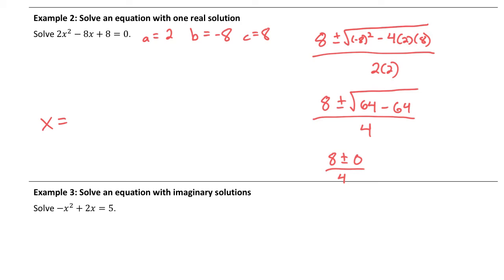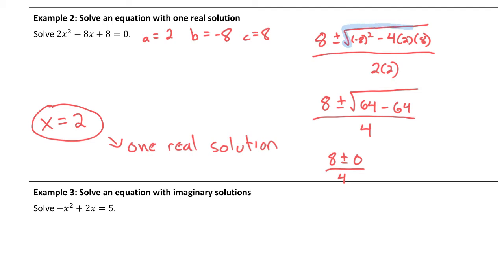So 8 plus 0 is the same as 8 minus 0. So we only have one solution, and that solution is 2. So if this square root ends up being 0, that means we have one real solution. Okay? So it all depends on what happens inside this square root.